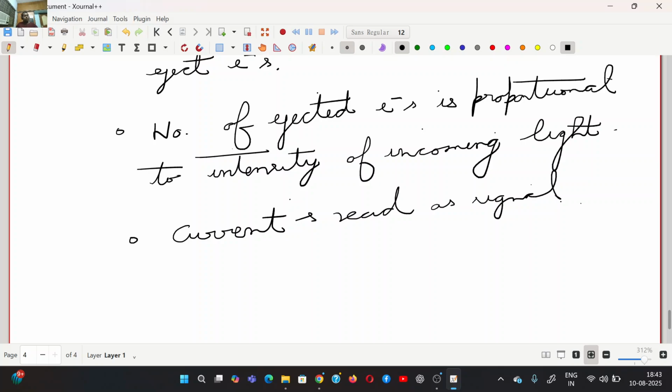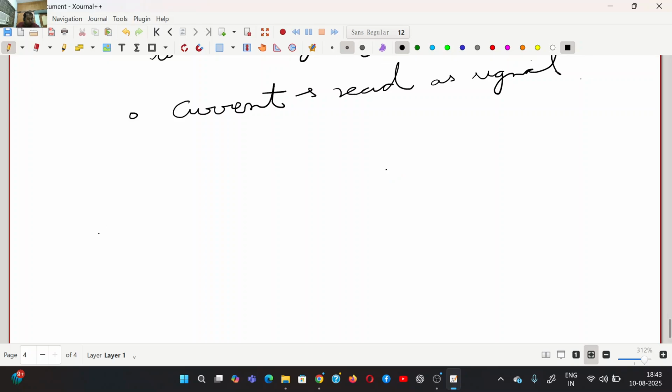Though I don't think these things will come in the exam, the photoelectric equation basically goes as follows. The electrons are ejected by the material, right? So the kinetic energy of the emitted electron goes as h times frequency minus W, where h is Planck's constant, nu is the frequency, and W is what is known as the work function.